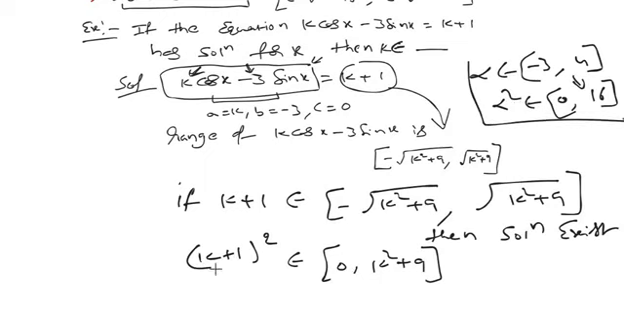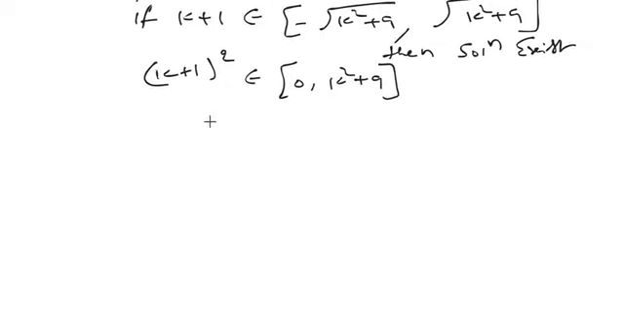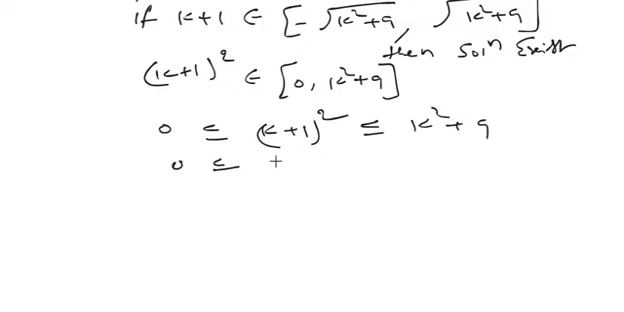So k plus 1 whole square belongs to the closed interval 0 to k square plus 9. Up to here we got. Let us continue. That means 0 is less than or equal to k plus 1 whole square, which is less than or equal to k square plus 9. So 0 is less than or equal to k square plus 2k plus 1, and k square plus 2k plus 1 is less than or equal to k square plus 9.